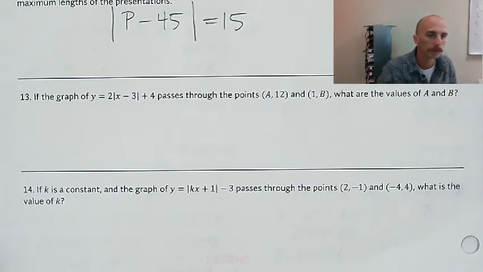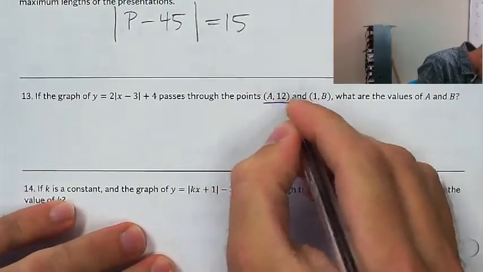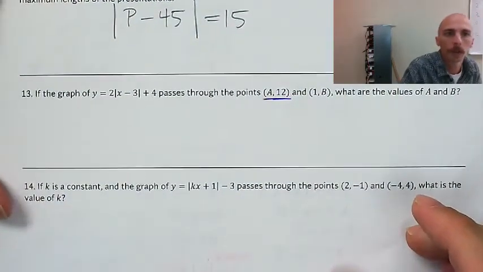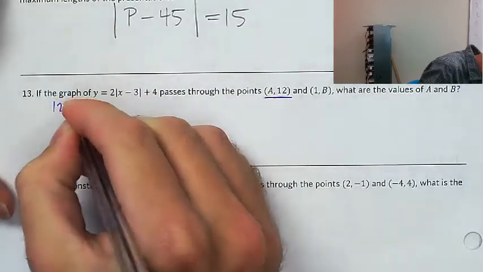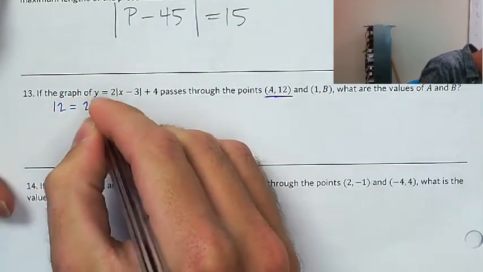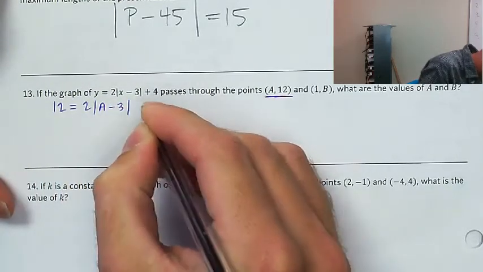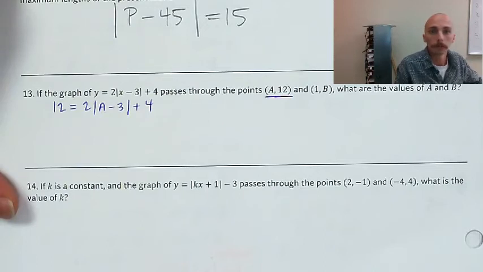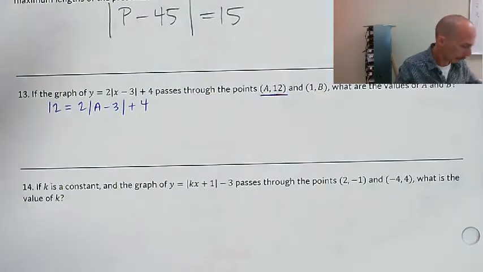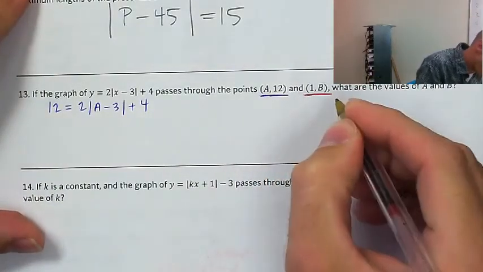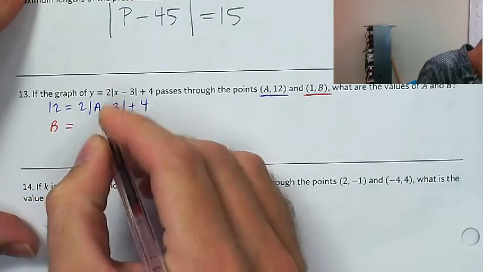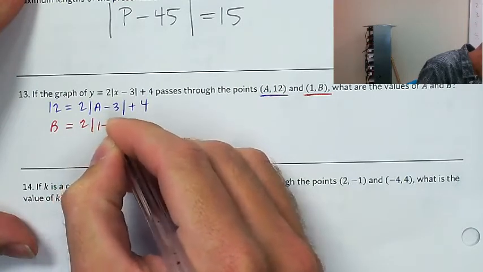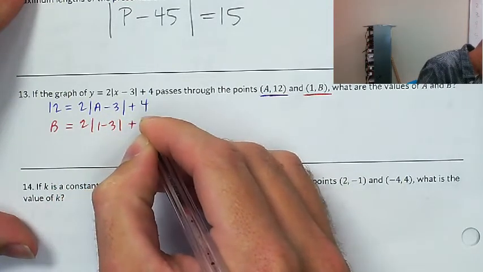Now I'm going to need some more color. Yeah, I've been working this whole homework in pencil, and that's just not doing it. So let's start off with (a, 12). Okay, that's a point that's on the graph, which we don't actually know anything about yet, but we will soon. So I'm going to plug in 12 for y: 12 equals 2 absolute value of a minus 3 plus 4. Oh, so it might be a little tough to solve. Okay, and then the second thing is over here, (1, b). I'm going to plug in b equals 2 absolute value of 1 minus 3 plus 4.